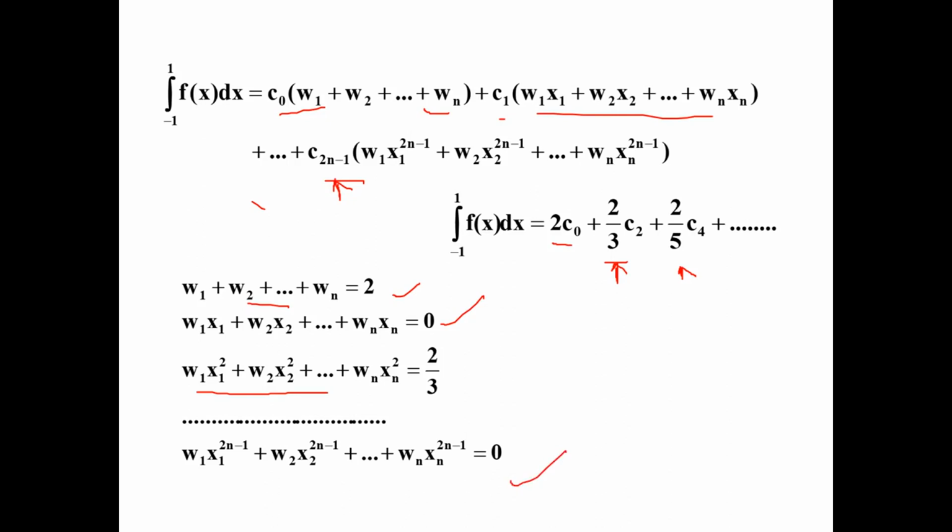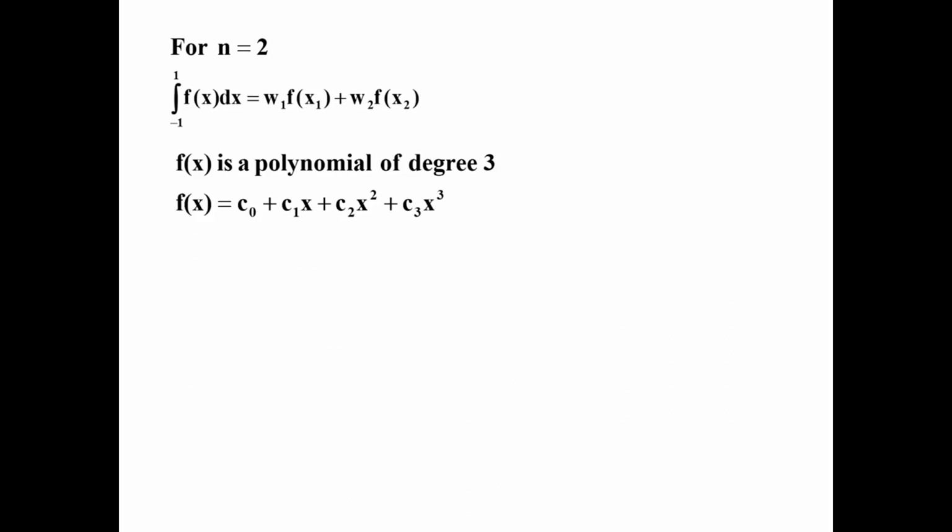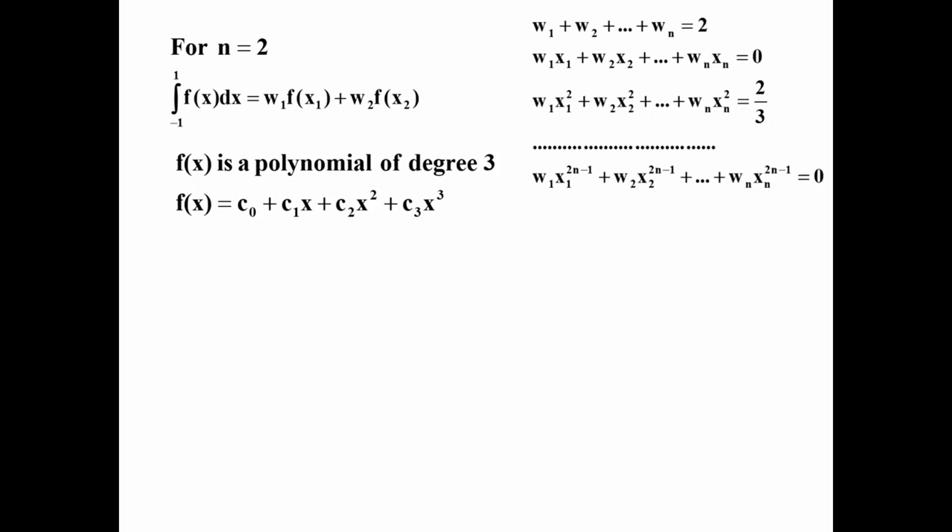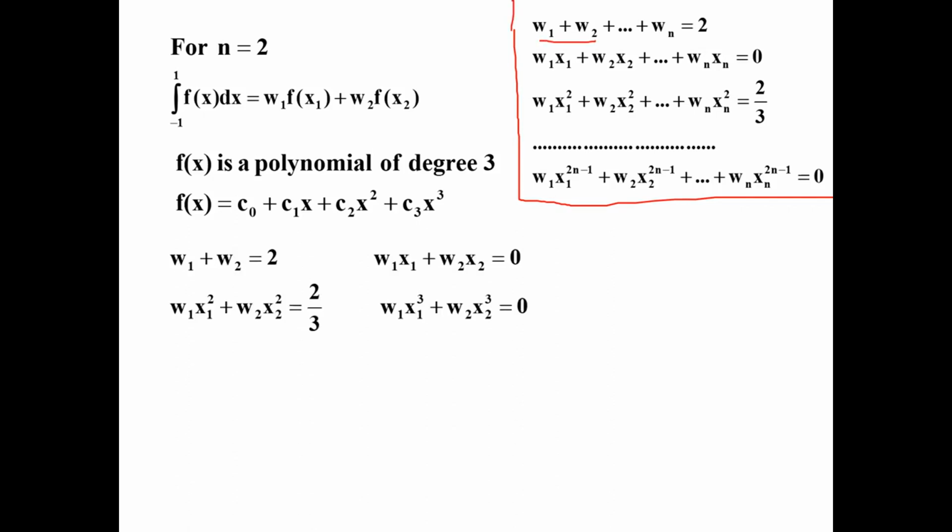Now we have to solve this and get the value of W1, W2. So we take n is equal to 2. When we take n is equal to 2, only 2 functions are there, and we take polynomial degree 2n minus 1, means 4 minus 1, 3. So degree of the polynomial is 3. Now we write these equations. These are general for n. When we take for 2, this is up to this. So W1 plus W2 is 2.